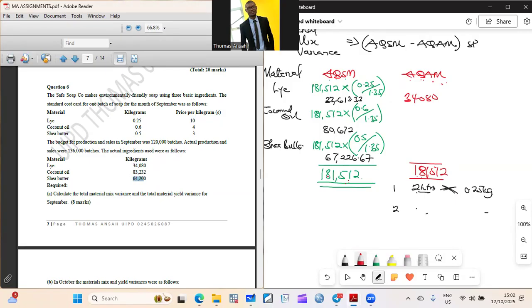What is the mix of that with respect to each of the products? The actual mix. This is the actual mix. So out of the total, we have 3408 for lye. We have this for that, we have that for that. So that is the actual mix. All right, so that is that.